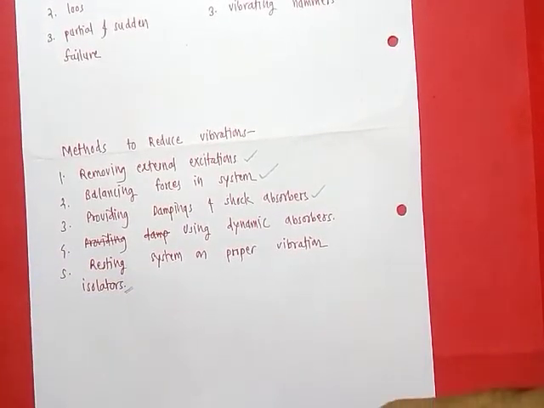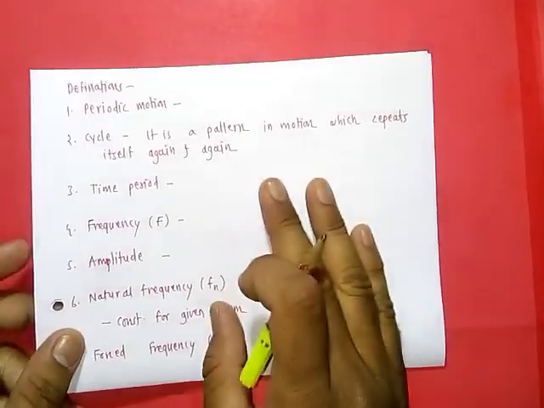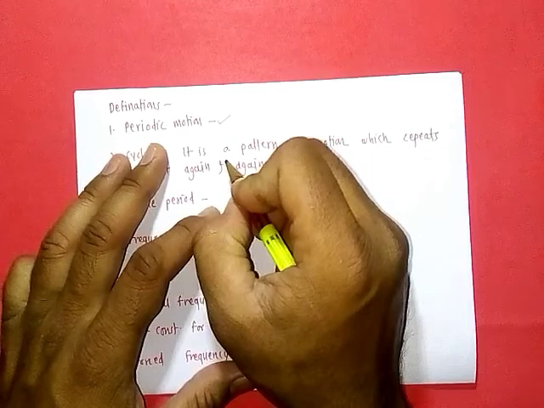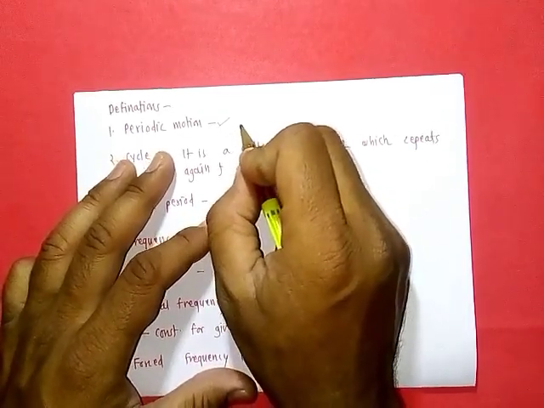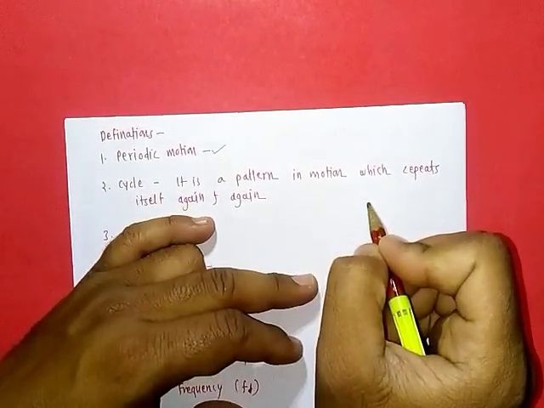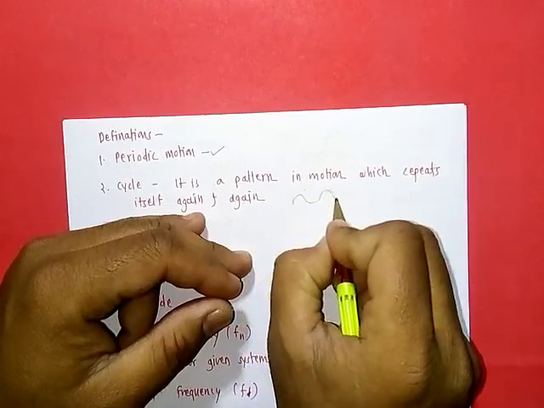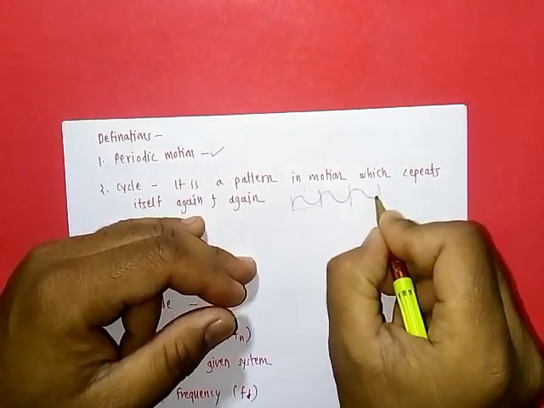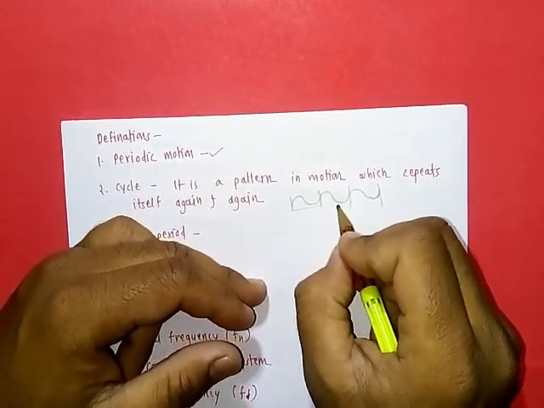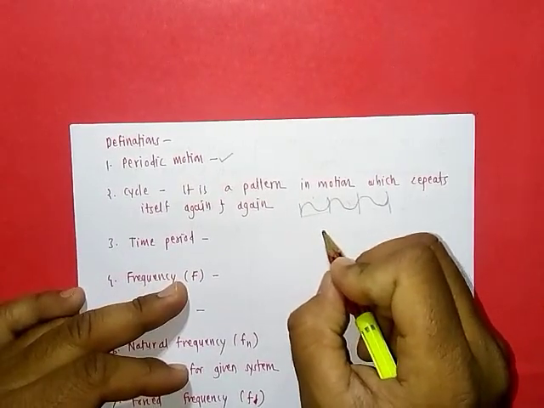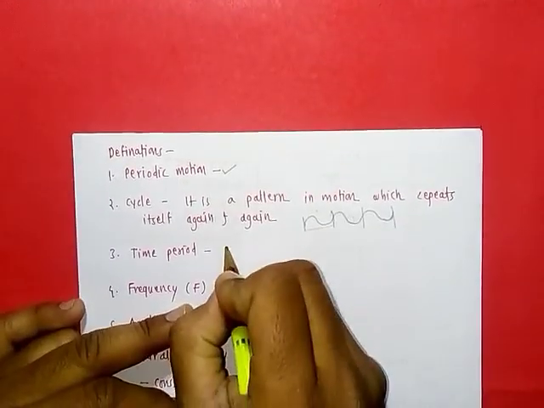Then we will see some basic definitions required for vibrations. First definition is periodic motion. As we know, a motion which repeats itself in equal interval of time is called periodic motion. Then second one is a cycle. A cycle is a pattern in motion which repeats itself again and again. That means if there is a sine wave, and this pattern is repeating after equal interval of time, then this pattern is called one cycle. Then time period. Time period is the time required to complete one cycle. It is denoted by T.